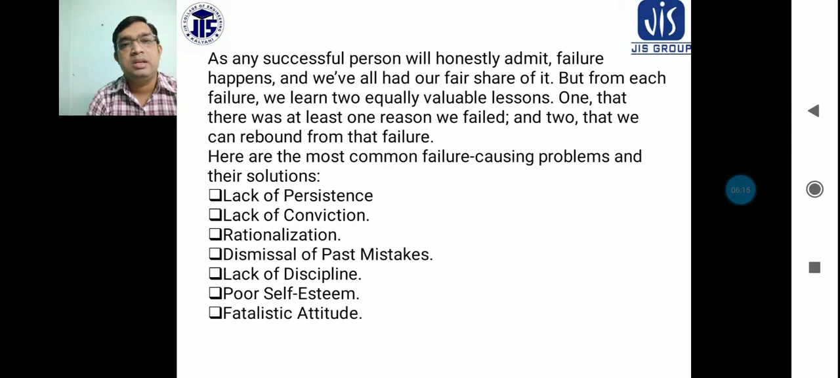And another, the dismissal of past mistakes. When you have to record the solution for this, you must always remember that your past mistakes should not happen again. Then this will be considered according to the current situation. The dismissal of past mistakes is always considered according to the solution of the failures.